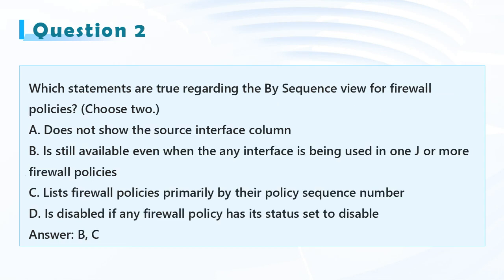Question 2. Which statements are true regarding the by-sequence view for firewall policies? Choose 2. A. Does not show the source interface column. B. Is still available even when the any interface is being used in one or more firewall policies. C. Lists firewall policies primarily by their policy sequence number. D. Is disabled if any firewall policy has its status set to disable. Answer: B, C.